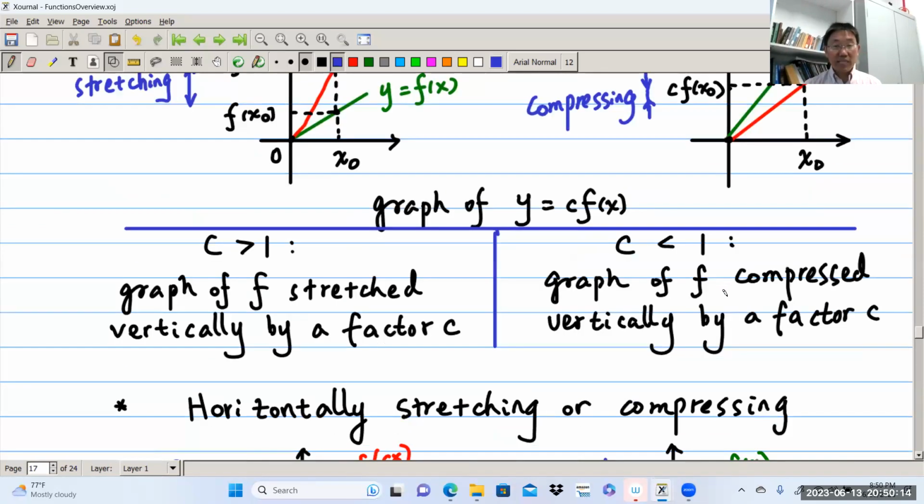Got it? To summarize, when you consider the graph of y equals c f of x, if c is bigger than 1, the graph of f is stretched vertically by a factor of c. If c is between 0 and 1, forget to put it as greater than 0, okay? So if c is between 0 and 1, then the graph of f is compressed by a factor of c. Got it? Okay, I think we saw this in algebra 2 too, right? So hopefully this is clear to you.